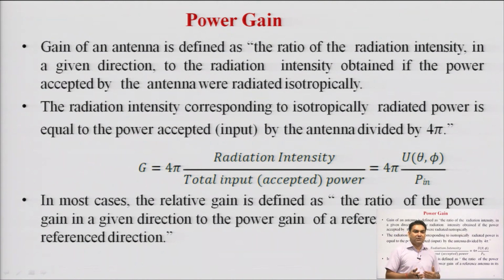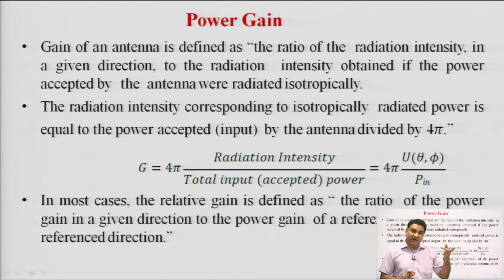The other term in the classification of gain is known as power gain. Power gain is very similar to the directive gain. The only difference between the power gain and directive gain is that power gain is defined as the ratio of radiation intensity of a test antenna to the average radiation intensity of an isotropic radiator, or a reference antenna, when we take the total input power to be the same.